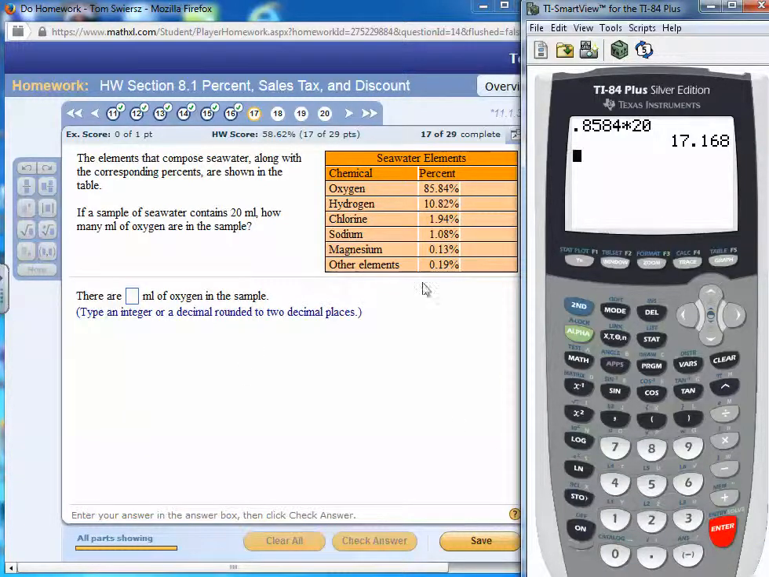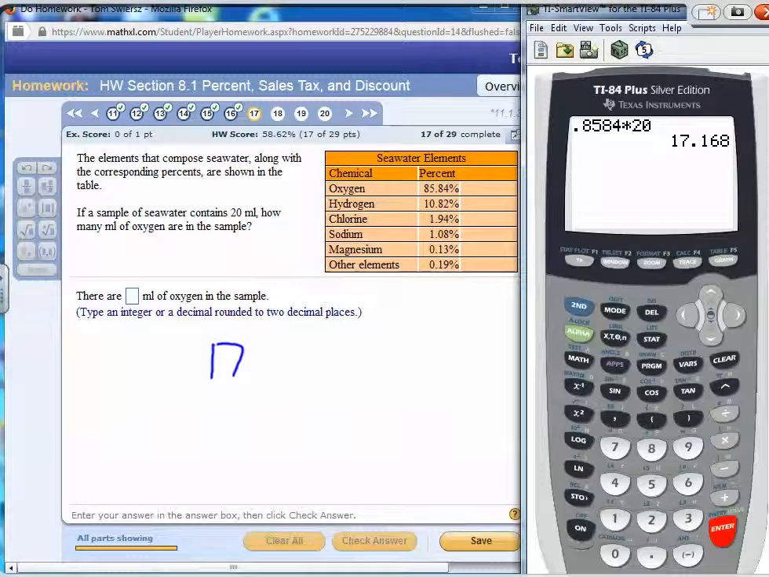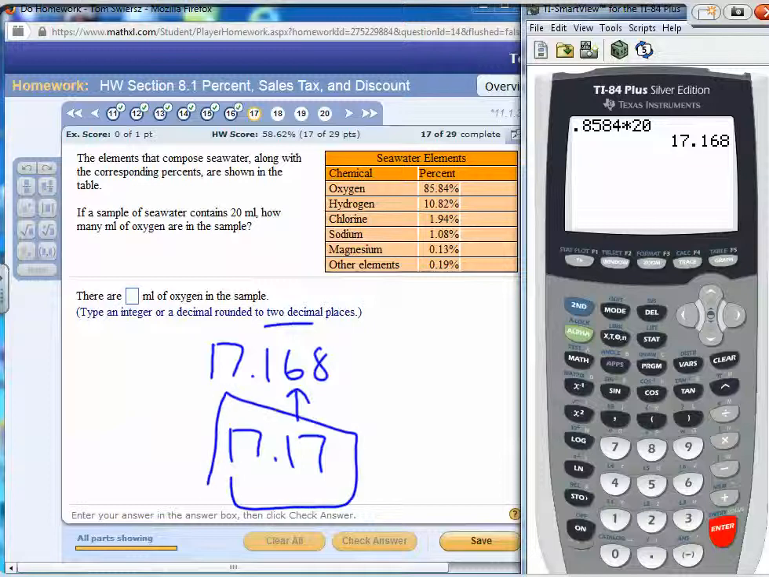It says round to 2 decimal places. We get 17.168. Rounding to 2 decimal places, we're rounding to the 6. Following the 6 is an 8, so we add 1, and we get 17.17, rounded off to 2 decimal places.